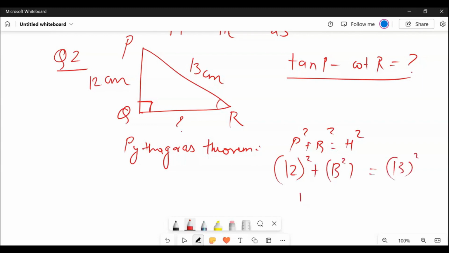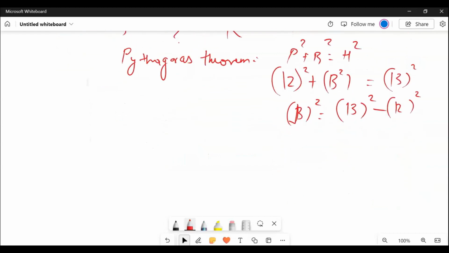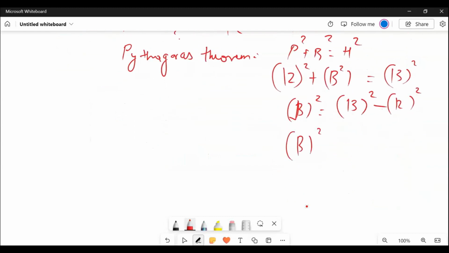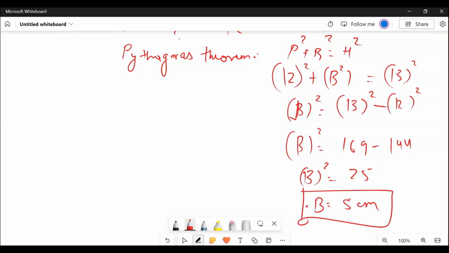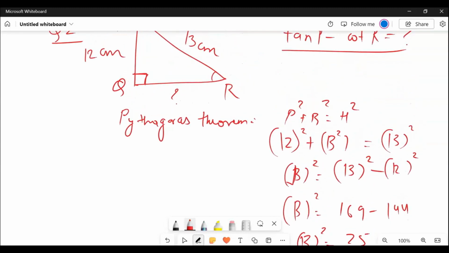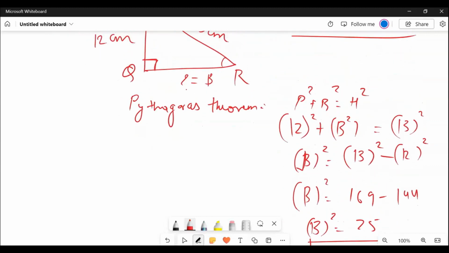This is a Pythagoras triplet. If you remember, these are all Pythagoras triplets. This 12 square goes there, so it will be 13 square minus 12 square. Okay, so base square will be 13 square is 169, 12 square is 144. So base square will be 25 and base will be 5 centimeter. Okay, if there is a unit given, you have to mention the unit. So base you can figure out by Pythagoras theorem. This comes out 5 centimeter.